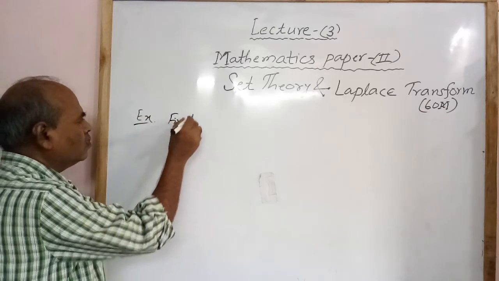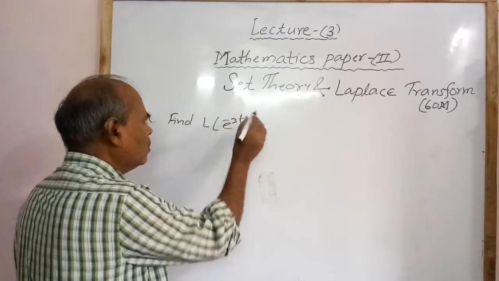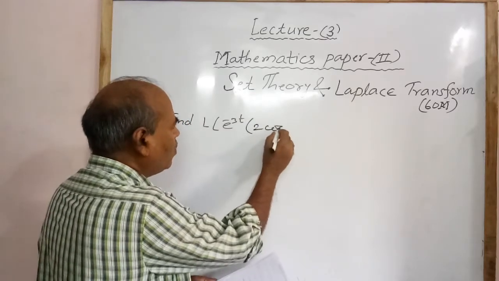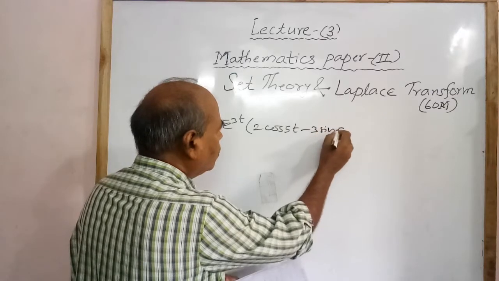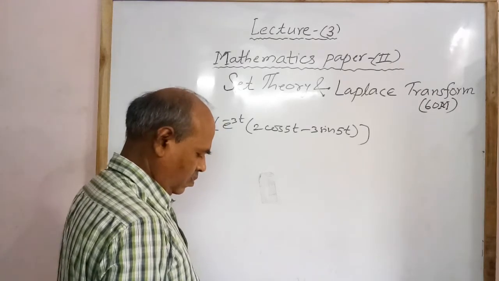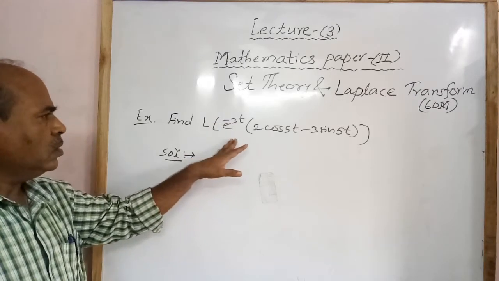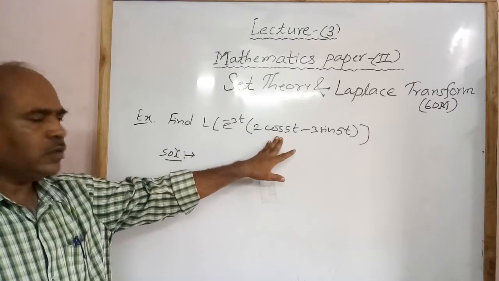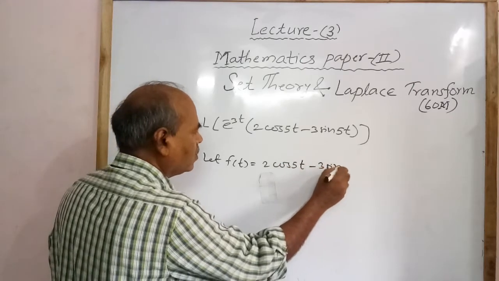Example: find Laplace of e to the power minus 3t into (2 cos pi t minus 3 sin pi t). Solution. Here we use the shifting property. Therefore, we have Laplace of e to the power at into f of t. Here we have f of t equal to this function. We consider, let f of t equal to 2 cos pi t minus 3 sin pi t.